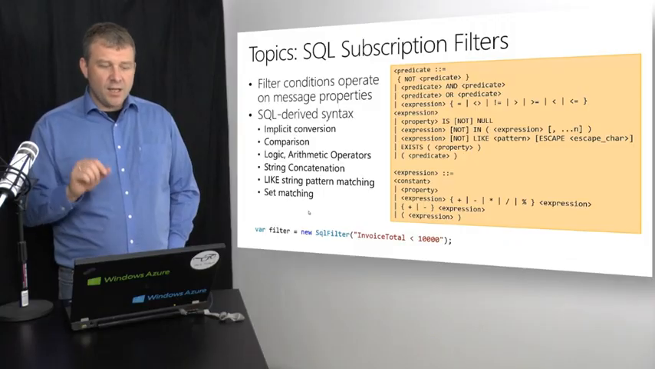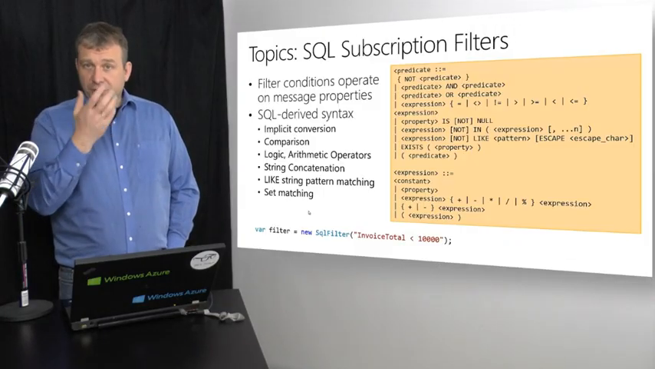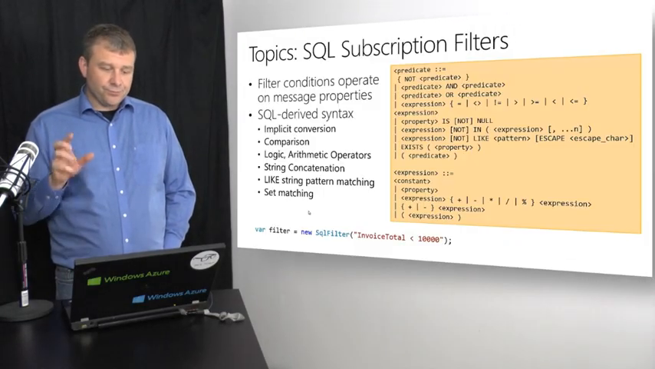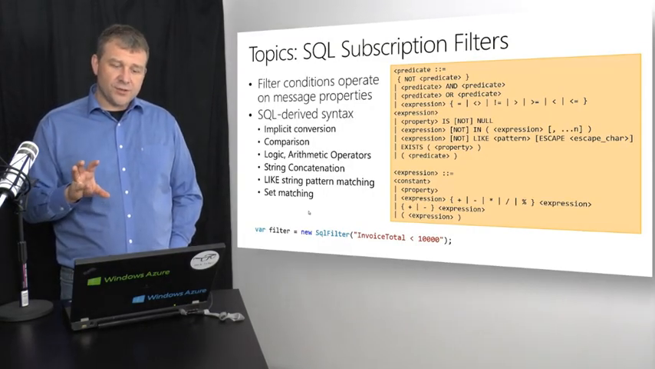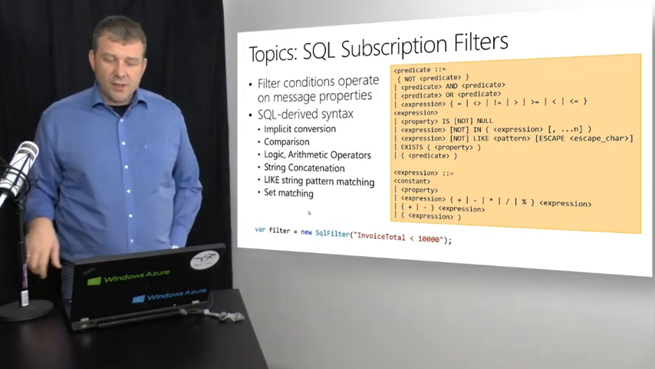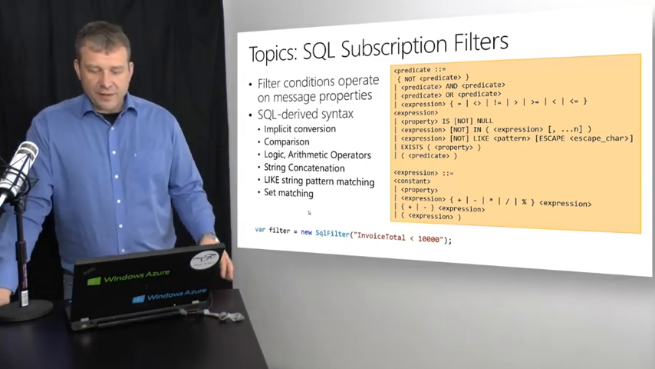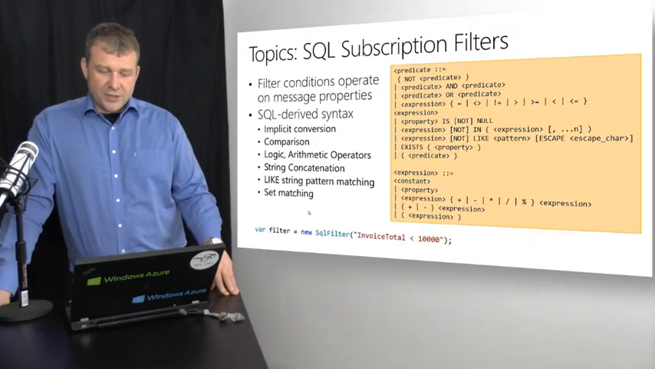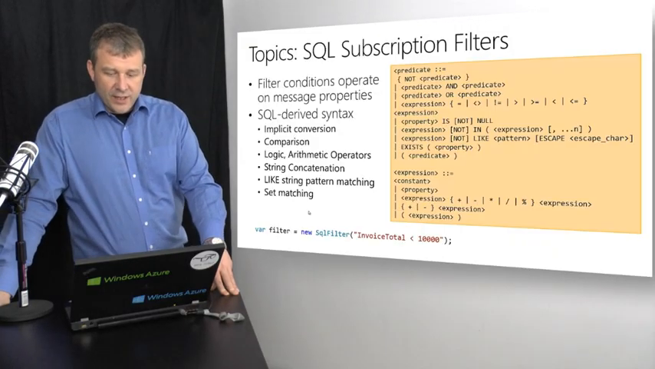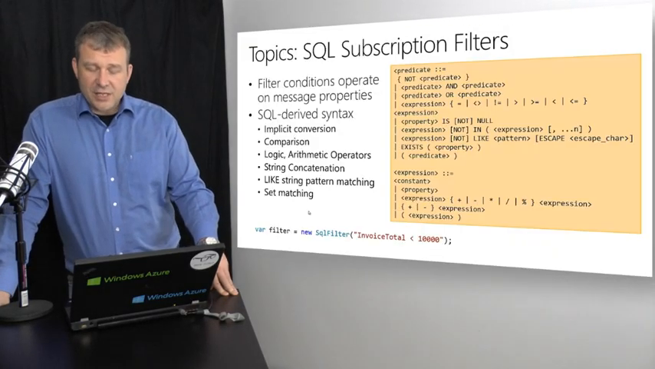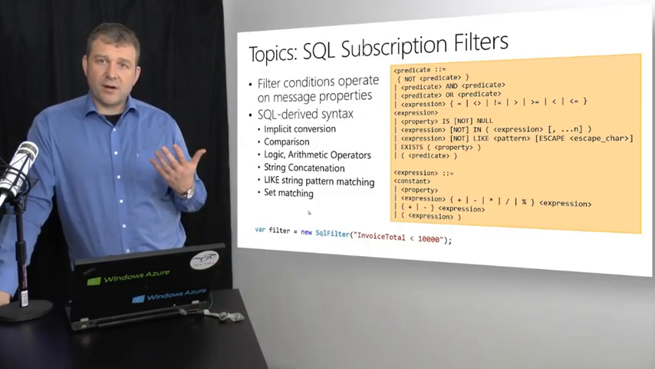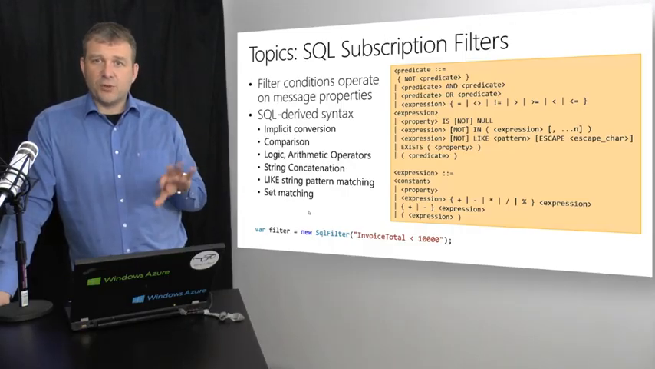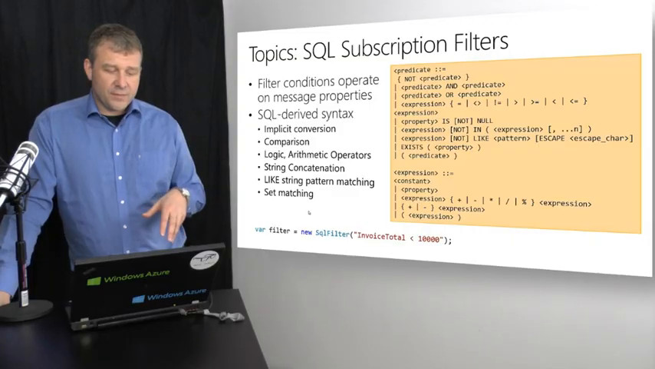Topics have filters, as I told you. These filter conditions that you have on the subscriptions follow this. This is effectively the entirety of the syntax, so it's actually fairly lightweight. It's a SQL-derived syntax. You have implicit conversion, so if you want to compare a number, a decimal to an int, that's all automatically converted.